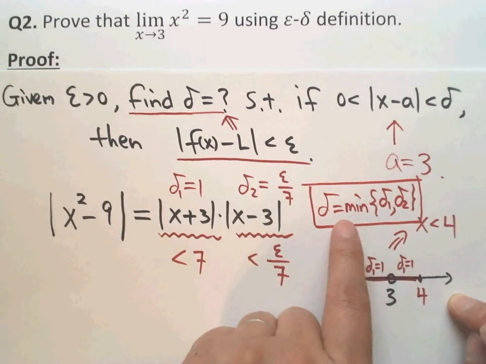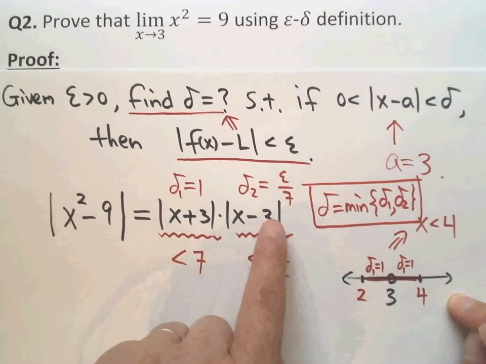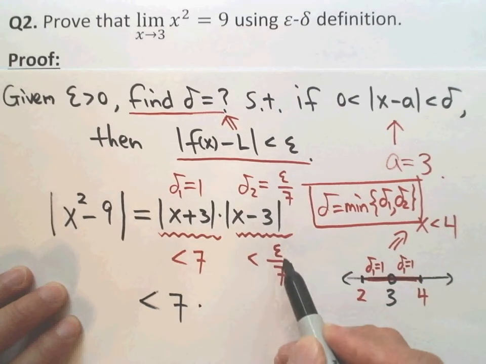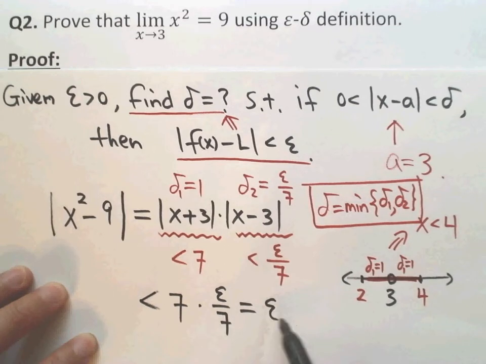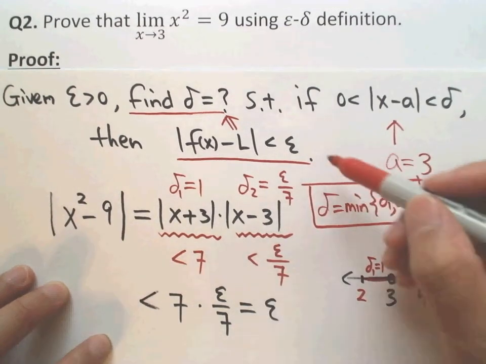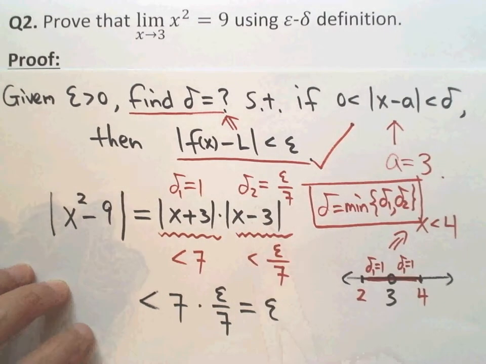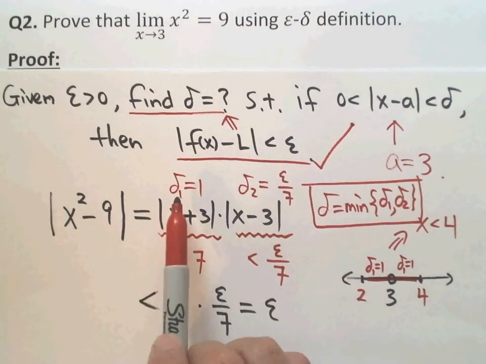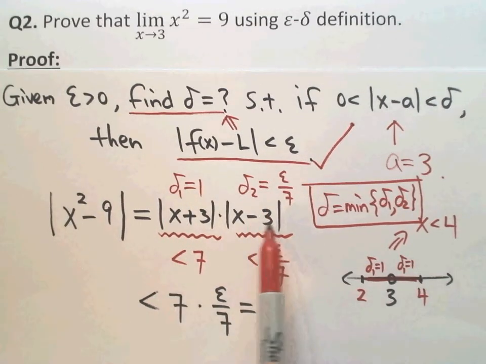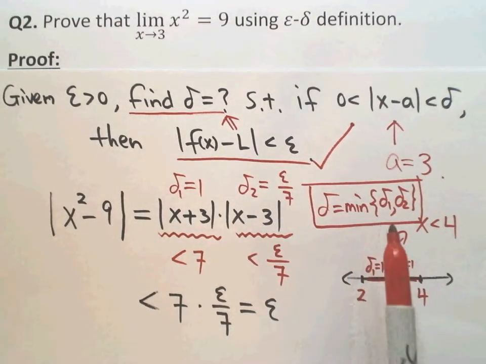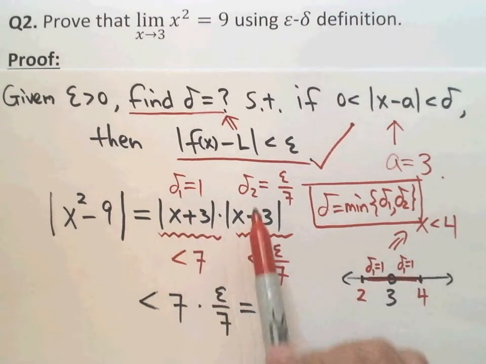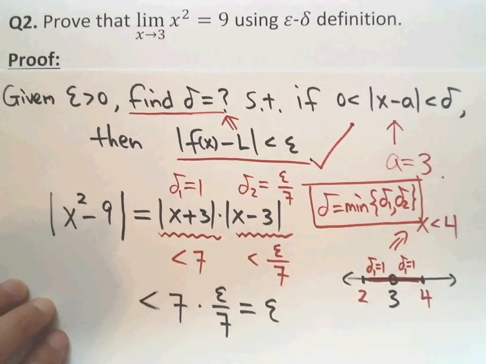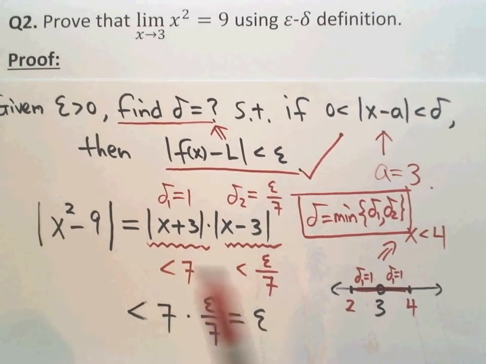If I pick delta equal to this minimum, and x is in the delta neighborhood of 3, the first term is less than 7, the second term is less than epsilon over 7, and can you see now what we have? This is less than 7 times epsilon over 7, the result is epsilon, which means if we pick this, that's the one we need. Does that make sense to you? For a lot of questions, we need to find delta 1 for one part and delta 2 for another part. How to pick? Usually we pick the minimum of delta 1 and delta 2. In that case, both controls are true, so we finally make it less than epsilon. I hope this makes sense to you.